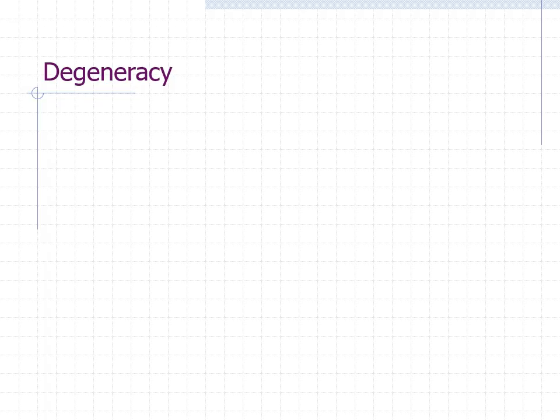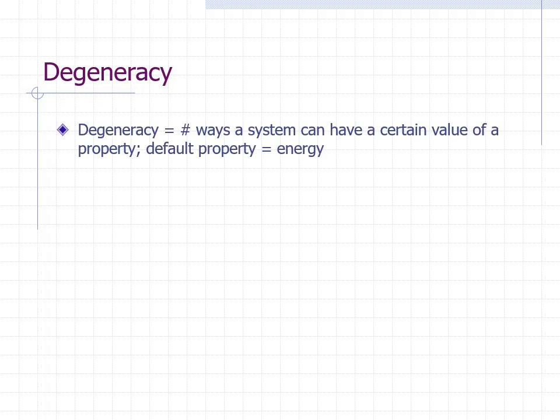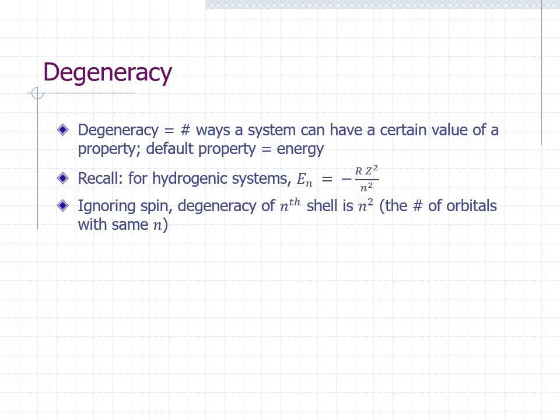Let's revisit degeneracy. Degeneracy refers to the number of different ways a system can have the same value of a particular property. Unless otherwise specified, we are referring to energy when talking about degeneracy. Recall that for hydrogenic systems, the energy depends only on the principal quantum number n, as given by -R times Z squared over n squared. If we ignore spin for the moment, the degeneracy of the nth shell is n squared. This corresponds to the number of orbitals that share the same value of n.